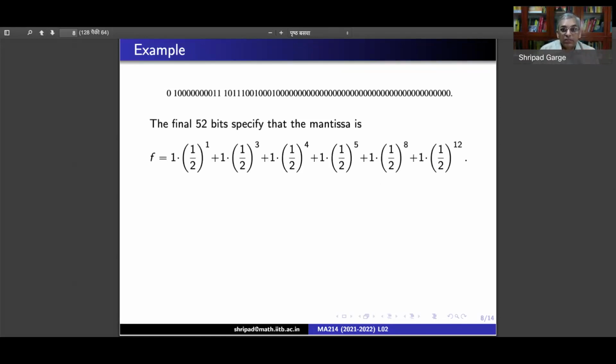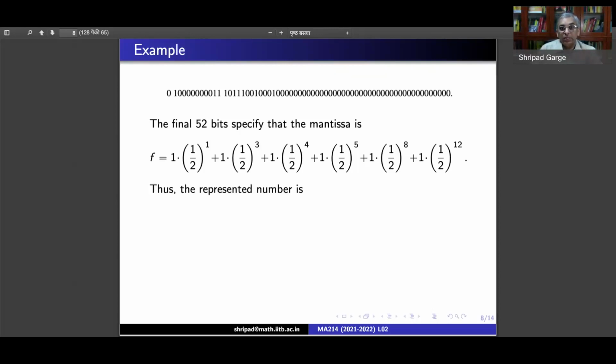Then the third, fourth, fifth, they are 1. So we have 1 by 2 cube plus 1 by 2 power 4 plus 1 by 2 power 5. Then the 8th, 1 by 2 power 8 plus 1 by 2 power 12. Okay, that is our mantissa f.